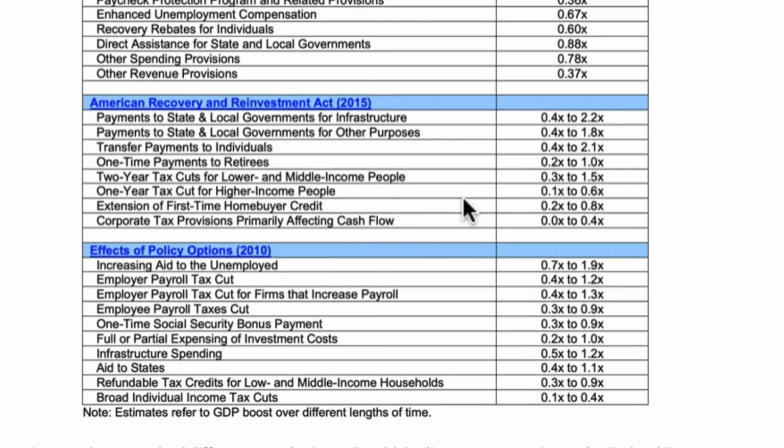Other programs, announcing other programs, you look at this one over here, corporate tax provisions primarily affecting cash flows, 0.0 to 0.4. Obviously, it has no effect in terms of fiscal multiplier. It's a waste of money. Anything here that's below 1 would be a waste of money. A 1-year tax cut for high-income people, 0.1 to 0.6. Well, I could have told you that's certainly not going to pay for itself because high-income people are not spending 100% of what they make. So if you give them more, you just give them more savings, more to invest. It's not actually finding its way into the real economy. I mean, did you really need the CBO to actually say that? I think we knew that.